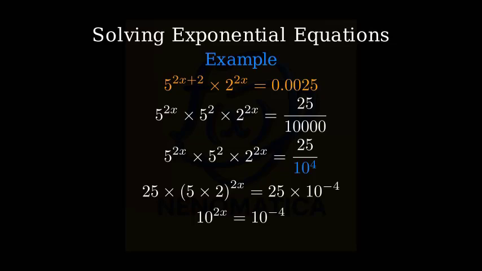We now have 10 raised to the power of 2x equals 10 raised to the power of negative 4. When we have the same base on both sides of an equation, the exponents must be equal. Therefore, 2x equals negative 4.